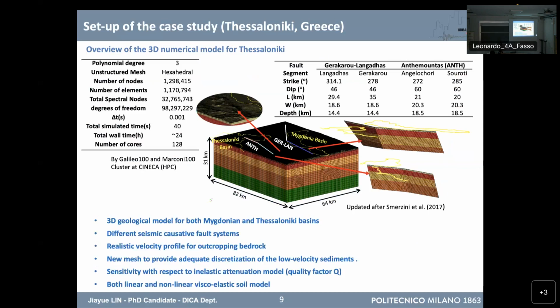So what I updated based on the previous numerical model. Firstly, we consider two different basins, and the Macedonia Basin is the basin that we ignored before. And also we consider a different fault system, which also has very potential application for future research. And also we give a more realistic velocity profile for the outcropping bedrock, and we generate a better mesh to provide a better discretization for the sediments. And also we ran some sensitivity tests in terms of the quality factor and also the linear and nonlinear factors.